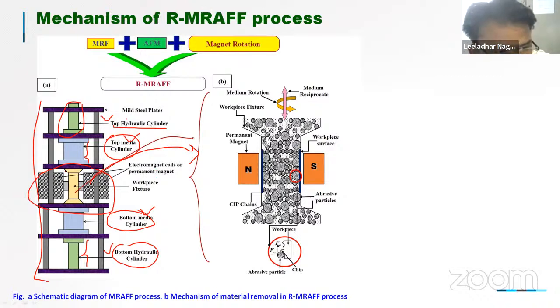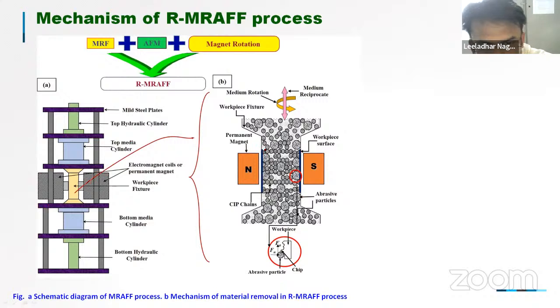So what is happening in this workpiece fixture? Here I place the permanent magnets. Here is the cylinder, and here I will have my workpiece. This blue colored cylinder is my workpiece. This is the abrasive medium and CIP particles.